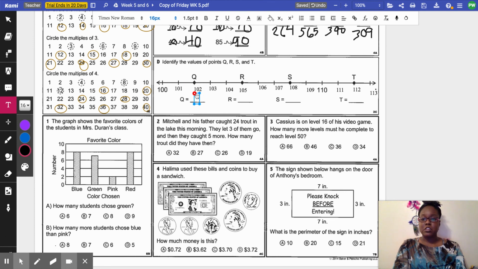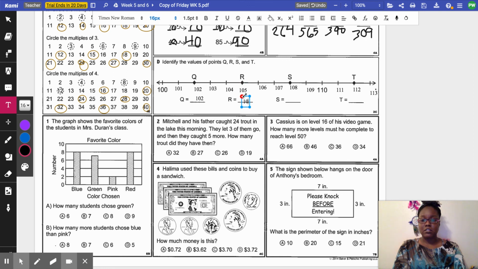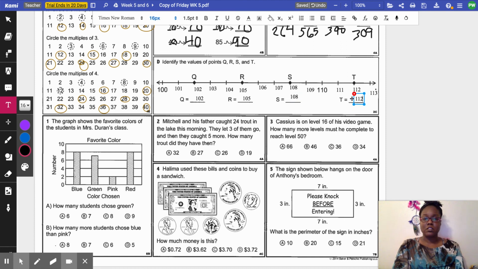So Q should be 102. R, I'm going back to look, it's 105. S is 108. And T is 112.